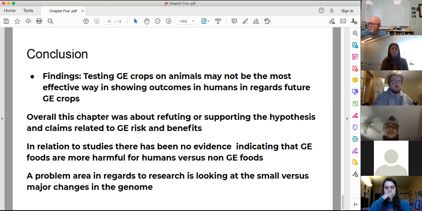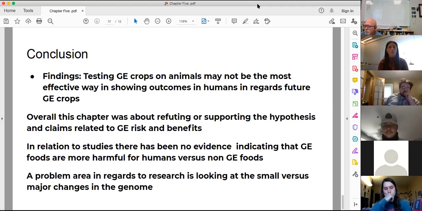Another problem to consider is that when looking at this issue, you have to consider the small versus the major changes in the genome. And that's kind of hard to look at when comparing it to animals and humans and the alterations with the GE crops.